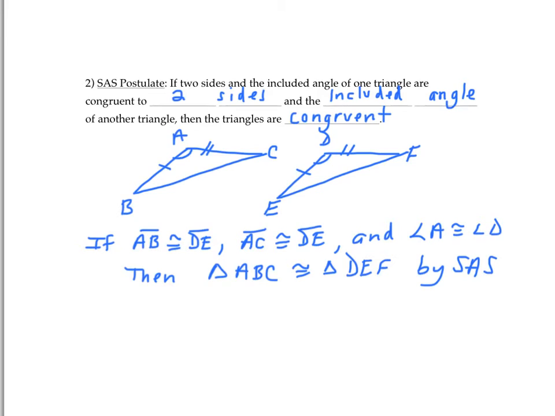Just a reminder that when you write a congruent statement, your corresponding parts must be congruent. In other words, angle A congruent to angle D, angle B congruent to angle E, angle C congruent to angle F, side AB congruent to side DE, and so on.